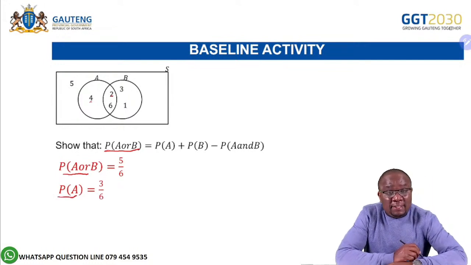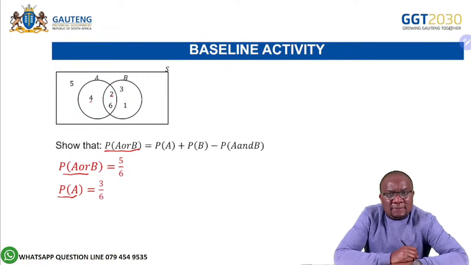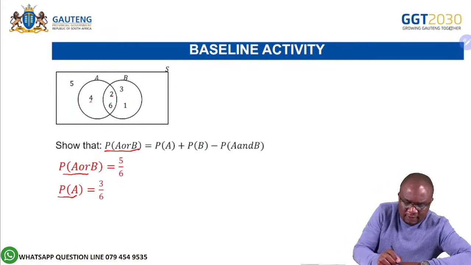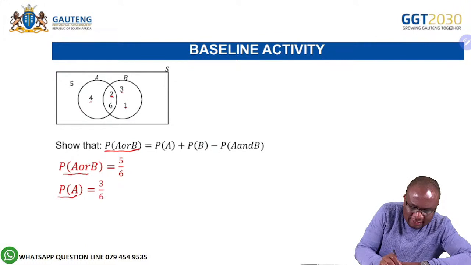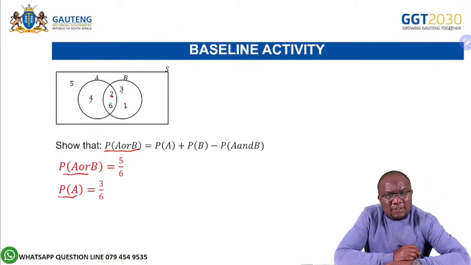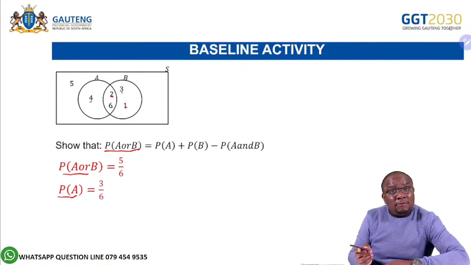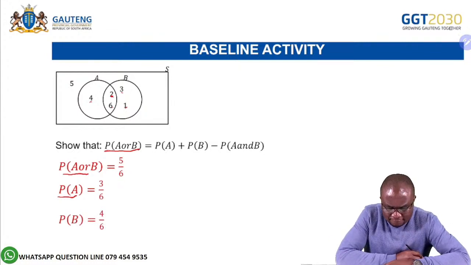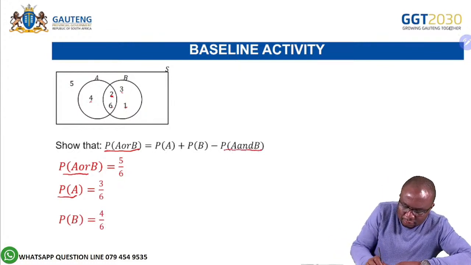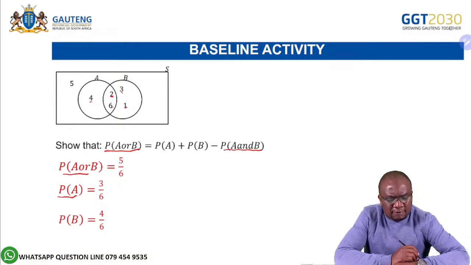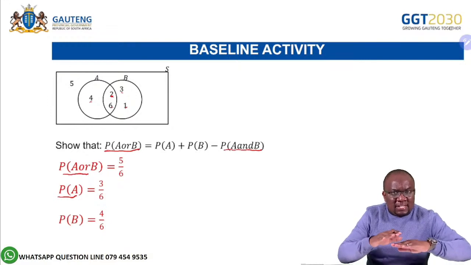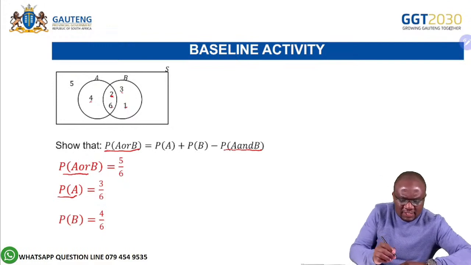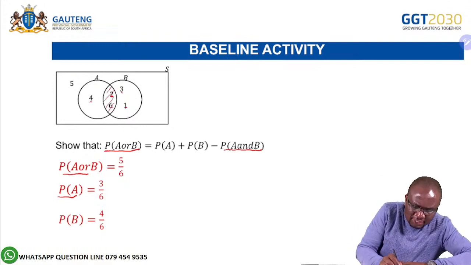What is the probability of B? We are still revising. It's going to be 1, 2, 3, 4. Is it 4 out of 6? Yes, it can reduce to 2 over 3, but let's leave it as 4 over 6 now because we are going to be adding these fractions. What is left? Probability of A and B. Which part of the Venn diagram is this? The intersection, where the events intersect or overlap here. How many items are in this section?